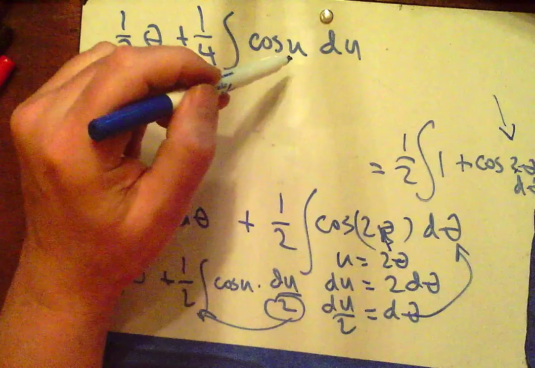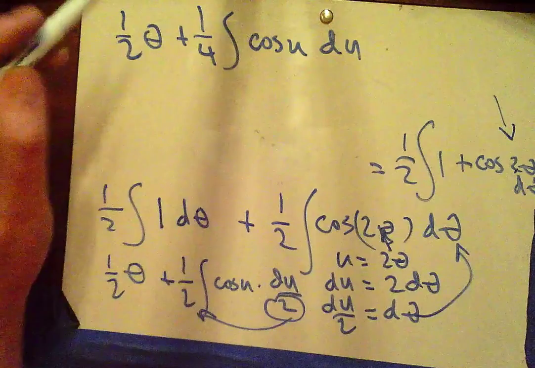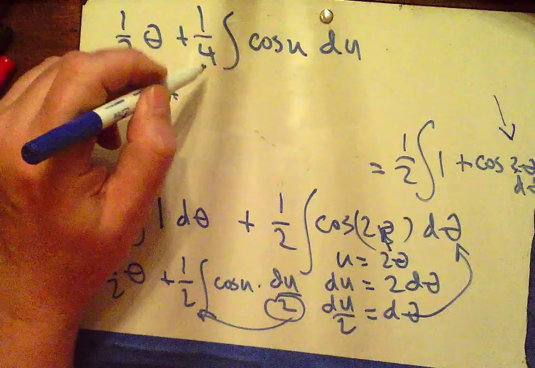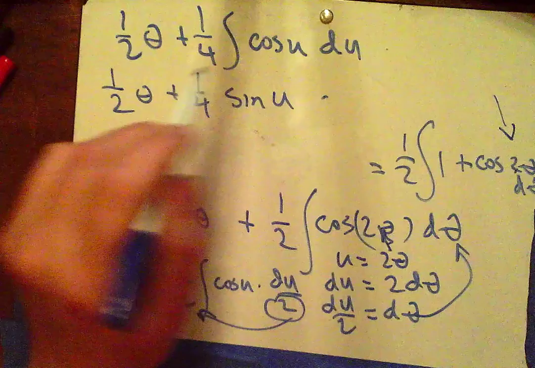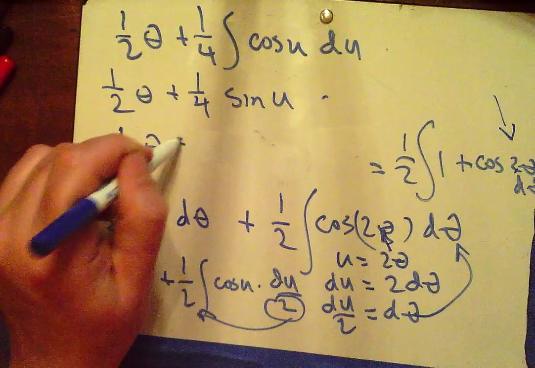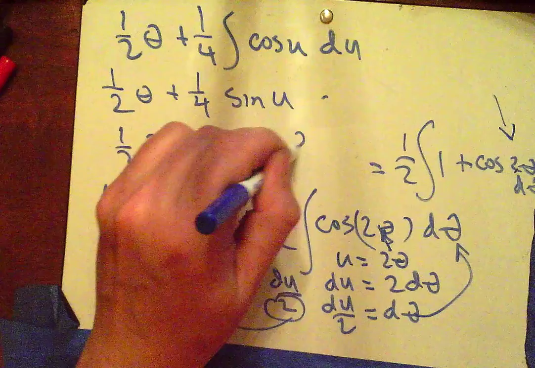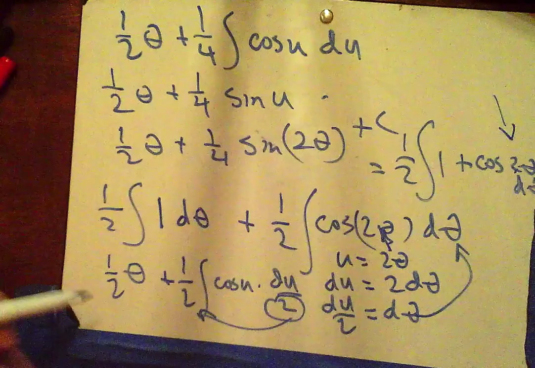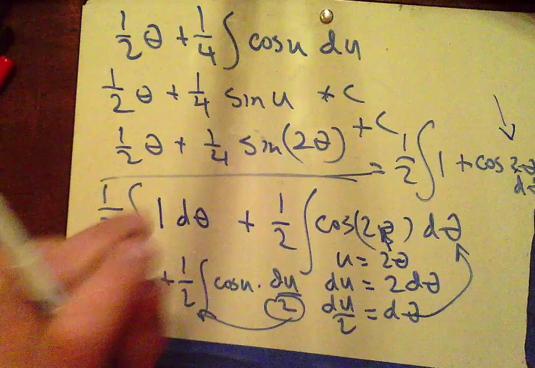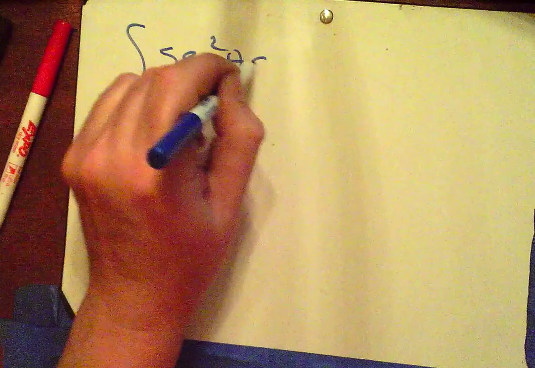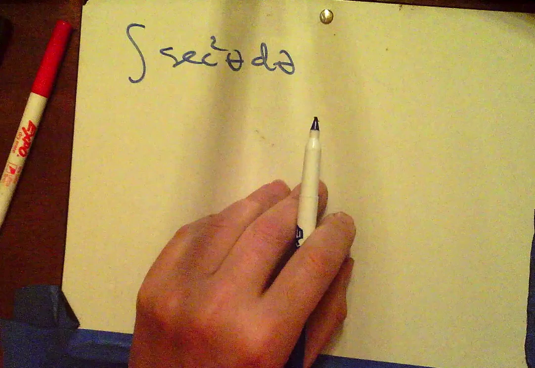And we know that our u in this problem was 2 theta, so I've got 1/2 theta plus 1/4 sine u, and that's 1/2 theta plus 1/4 sine 2 theta. Don't forget the plus c. All right, that's our final. You got there? How about this one? The integral of secant squared theta d theta. Pause the video, give that one a try.